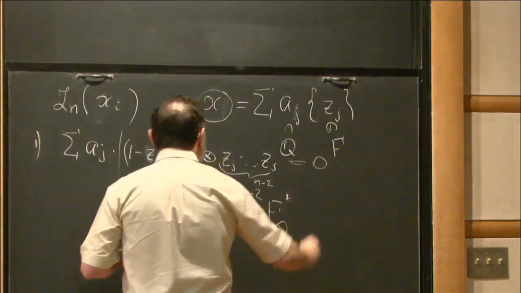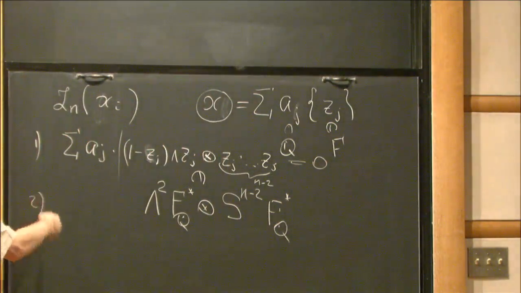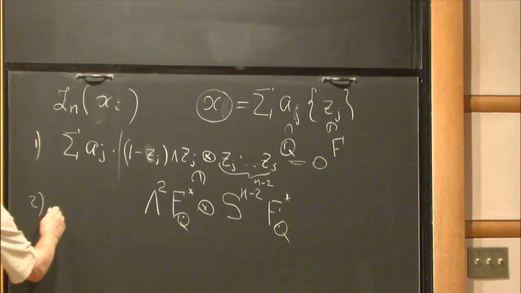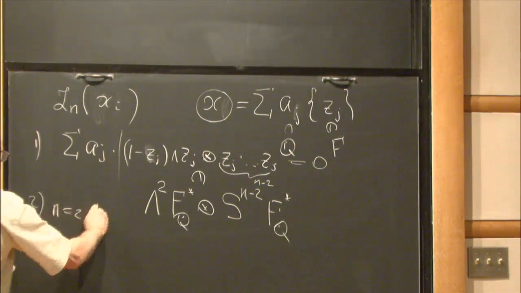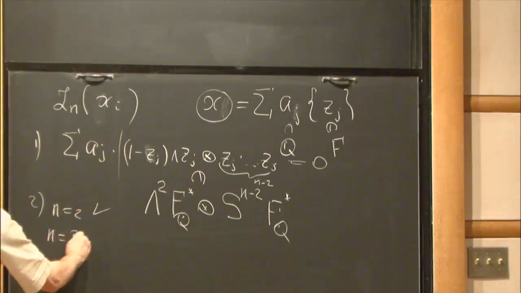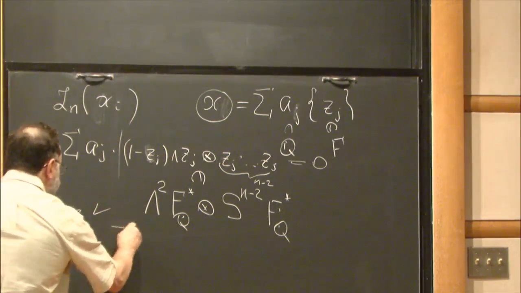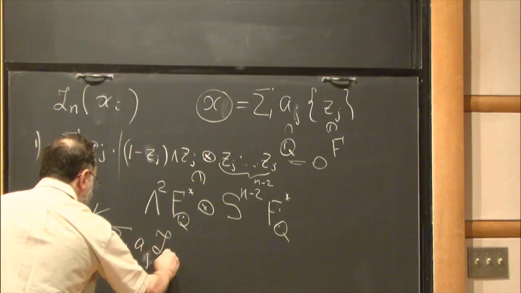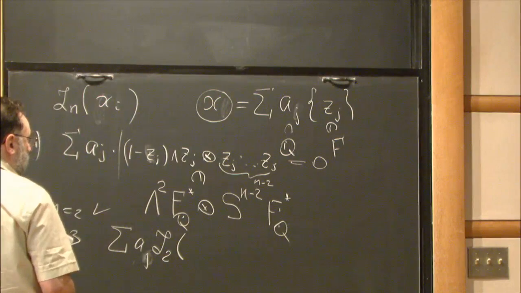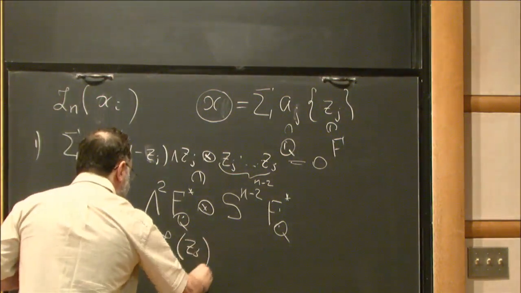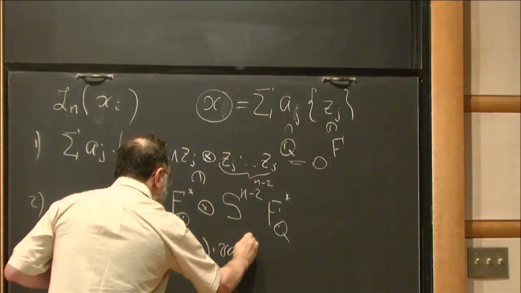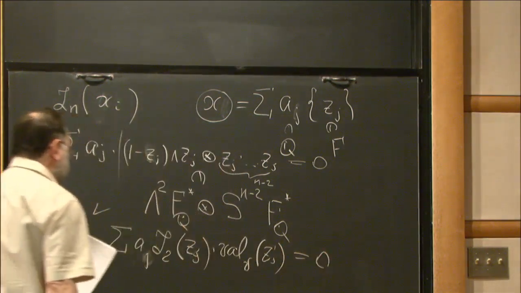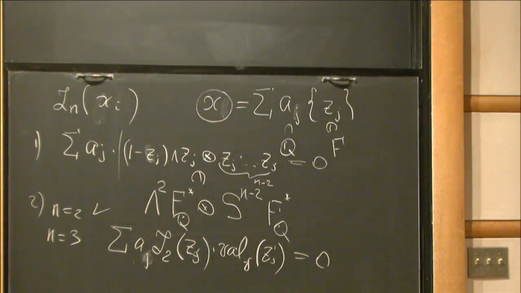But that's not enough. There are some other conditions, about n of them. And just to give you a sense of what it is, when n equals 2, we have already done it. When n equals 3, there is a next condition: the sum of a_j, the dilogarithm of z_j times the valuation, for any valuation v of your field, of this guy is again 0. And for higher n, there are higher conditions like that.